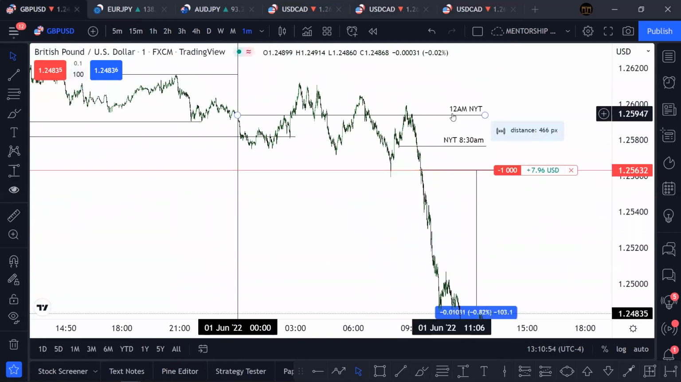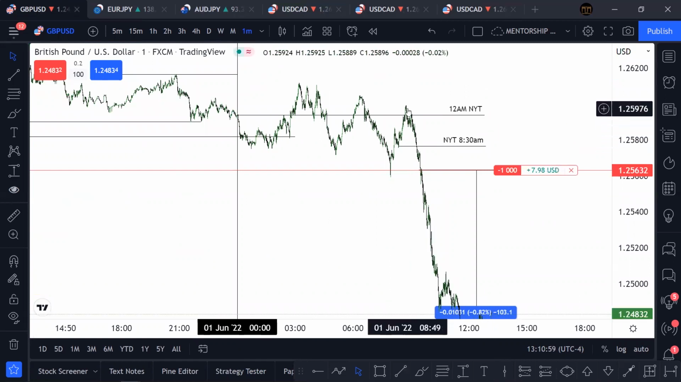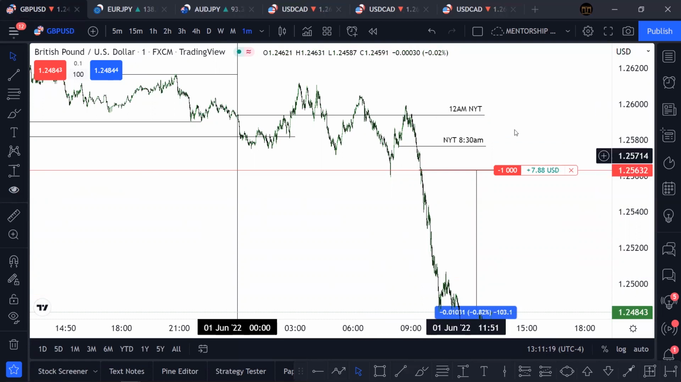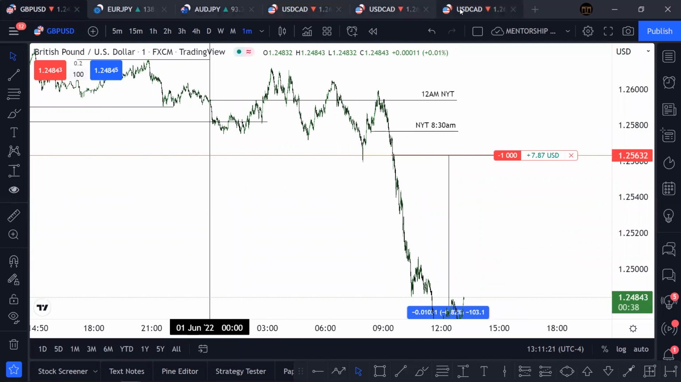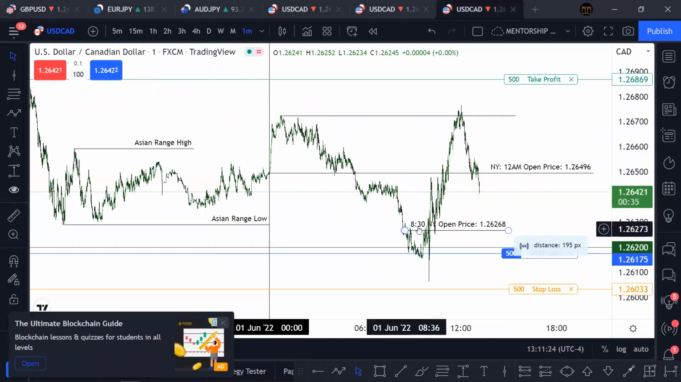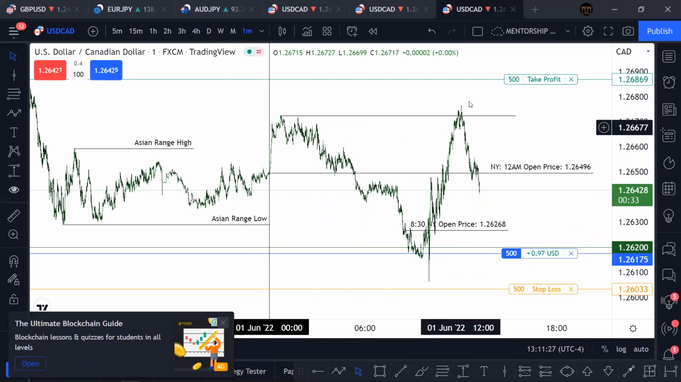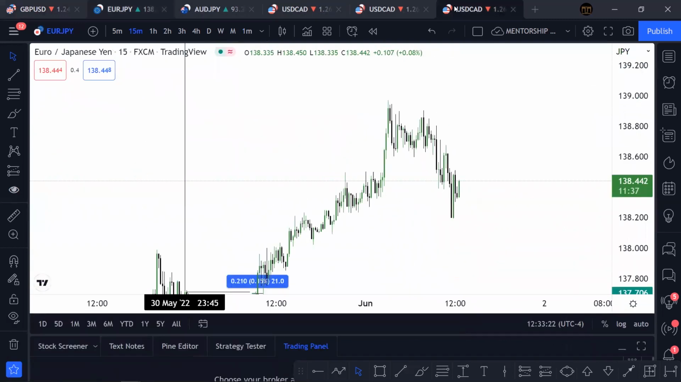Use the midnight open price to buy and sell. If we are bearish, wait for price to run above the midnight open price. Let it come back there after 8:30. After 8:30, let it run above the midnight open price, then you sell. If we are bullish, let it run below the 8:30 open, then you buy. I hope this was insightful.